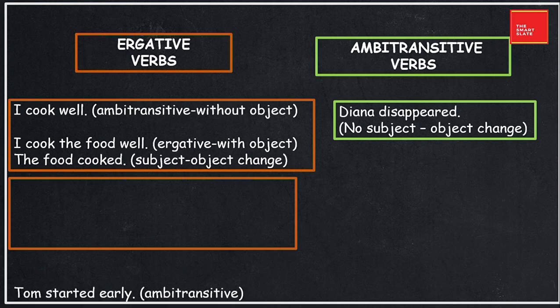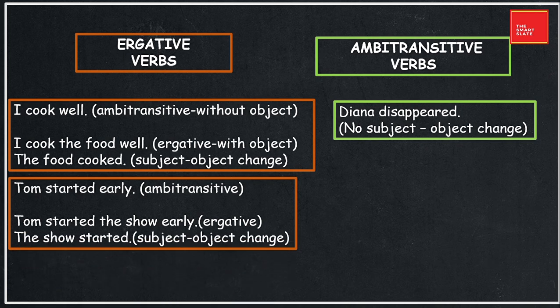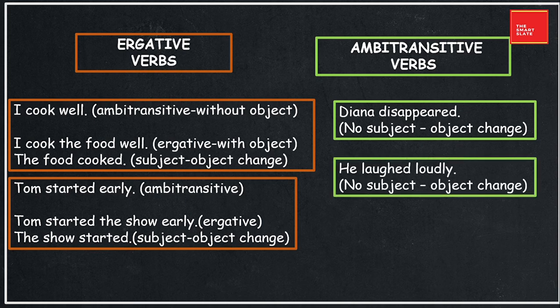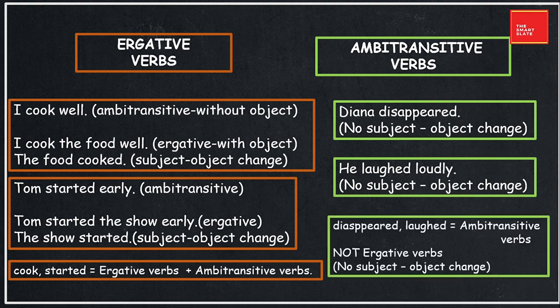The next example is: Tom started early. Tom started the show early. It is with an object. The show started. So started is ergative as well as ambitransitive. He laughed loudly. It is just an ambitransitive verb. So not all ambitransitive verbs are ergative verbs. Cook and started are ergative plus ambitransitive verbs, whereas disappeared and laughed are just ambitransitive verbs and not ergative verbs.